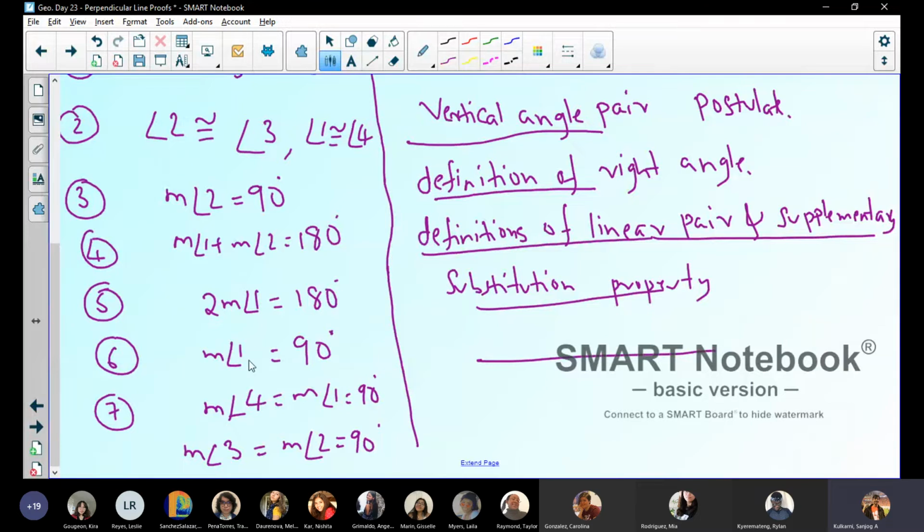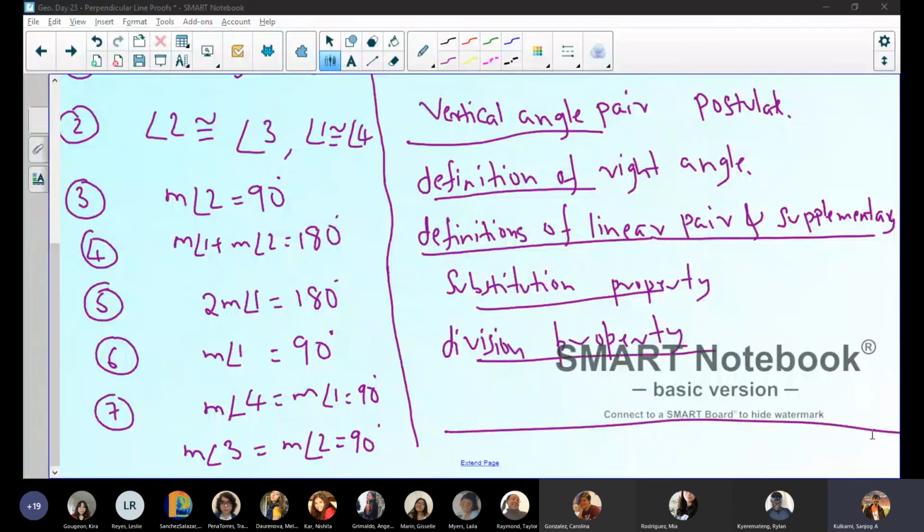And I had also seen a division property for the sixth one. So division property is right. Okay, if you have the answer for the last step as well, so the seventh one, you can use a couple of things, not just one thing to get that.